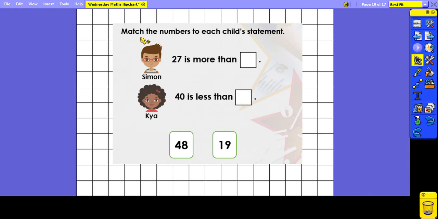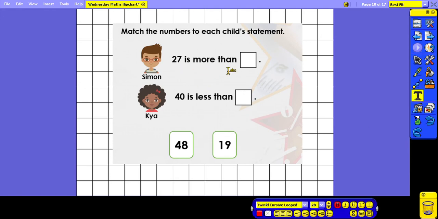This time we need to match the numbers to each child's statement. So Simon says 27 is more than something, and Kaya says 40 is less than something. We need to use these digit cards to decide which one goes where. Okay, so 27, is that more than 48 or 19? Well, we know that it's more than 19. And 40 is less than 48.